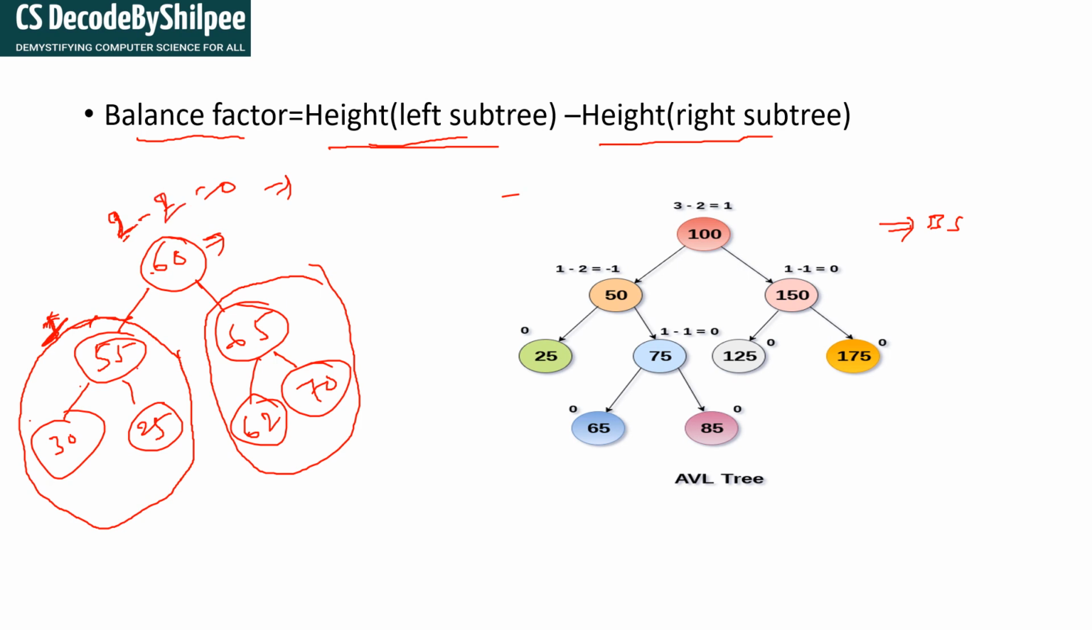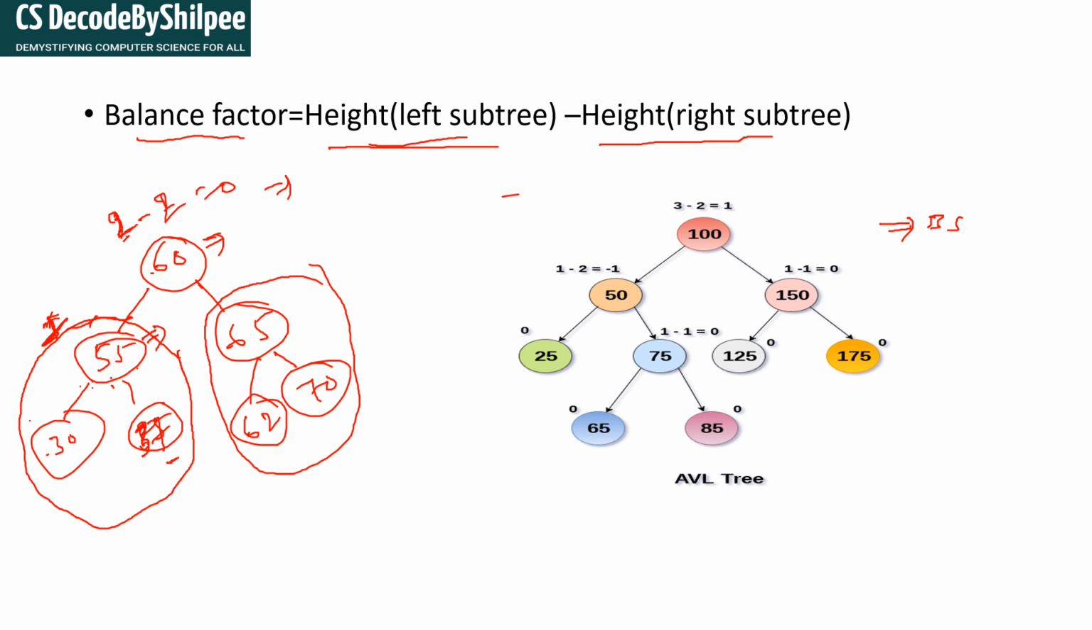Similarly, for 50, what will be the balance factor? Its left subtree is 30 and its right subtree is, sorry, it's not 25. I'll take 57, because I'm following the binary search tree property. The right children are always greater. So this is 57.